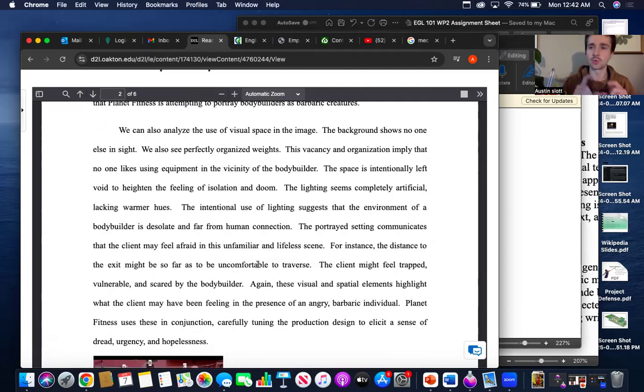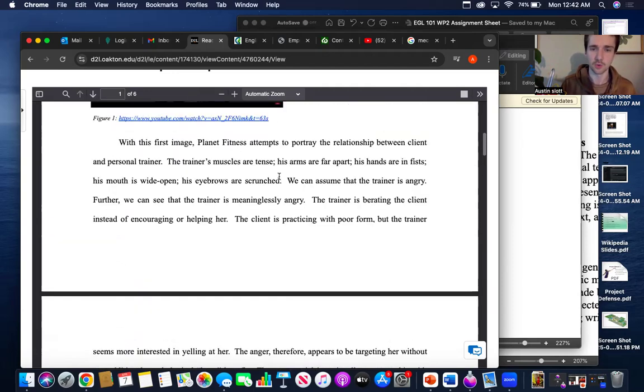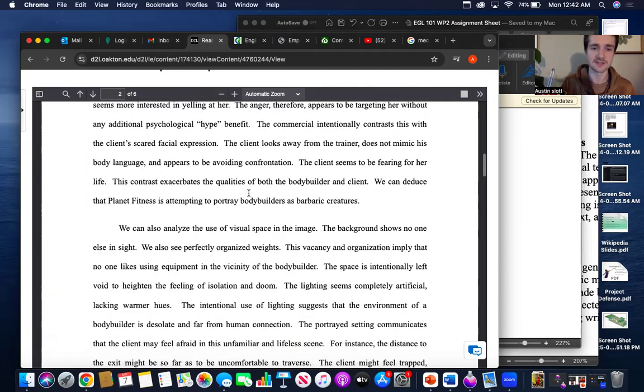Next paragraph, this one is about the rest. It's the set design. It's the lighting. It's the camera angles. It's the use of space. And we get that. We can also analyze the use of visual space in the image. The background shows no one else in sight. We also see perfectly organized weights. Okay, those are his observations. So what? What's the significance of those things?